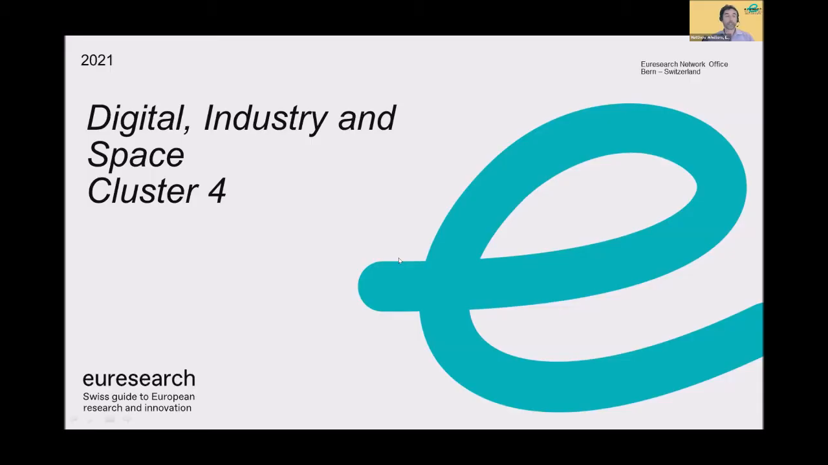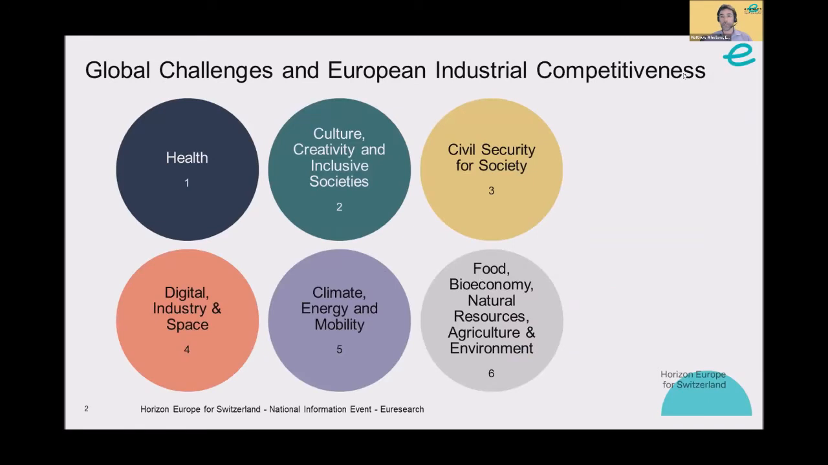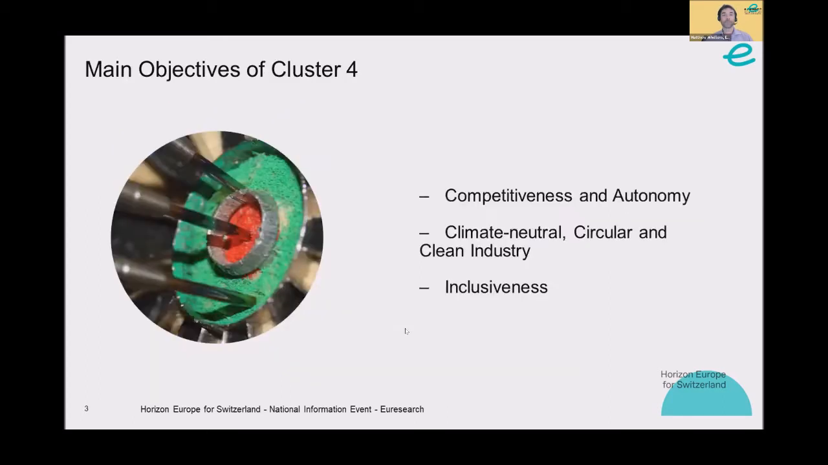As mentioned, I will present two clusters to you today in the next 15 minutes. Digital Industry and Space, Cluster 4, and Climate, Energy and Mobility, which is Cluster 5. I will start with Cluster 4. First of all, a quick overview again of the second pillar, global challenges and industrial competitiveness. So you know that there are 6 clusters here, and the ones I will talk you through are the ones at the bottom line to the left, so 4 and 5.